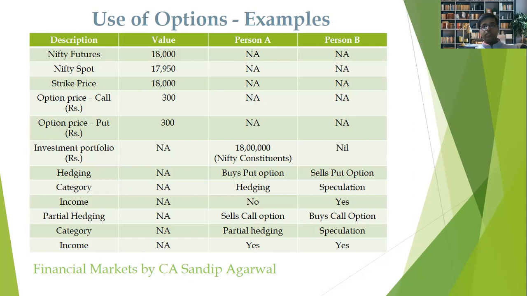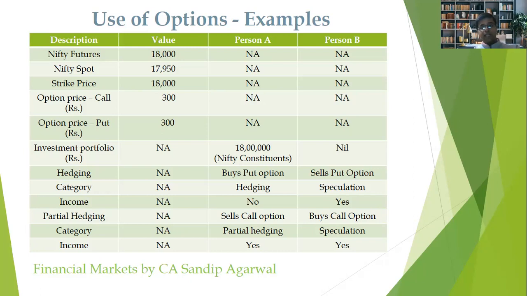Now person A is basically using the option as a hedging tool, protecting the downside movement of his portfolio by buying the put option, whereas person B is a speculator. He doesn't have any investment portfolio. He has just gone and sold a put option on the Nifty and received the premium, and kept his reward limited to the extent of the premium received, whereas his risk is unlimited. In case the Nifty starts moving downward, say from 18,000 to 16,000, even though he has received a premium of 300 rupees only, his payout would be 2,000 rupees.